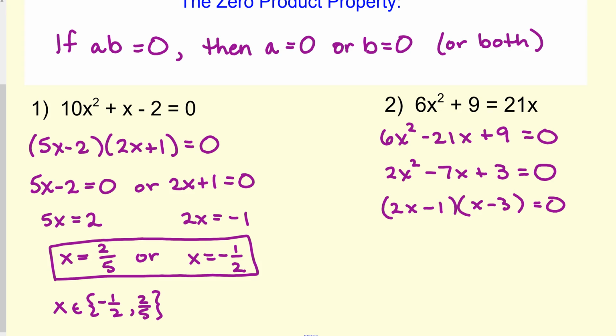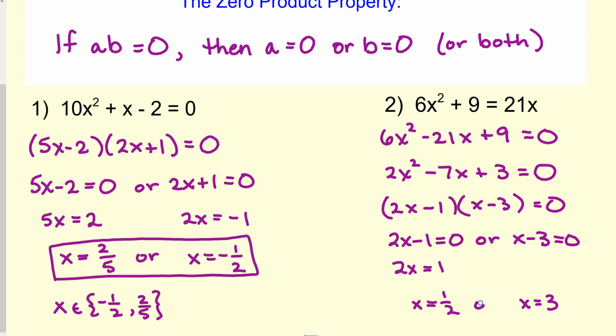Okay, and then from here we set each factor equal to 0. So we have 2x minus 1 equals 0, or x minus 3 equals 0. And let's solve each of these. Add 1 to both sides, divide by 2, we get x equals 1/2. And for the other one, add 3 to both sides, we get x equals 3. So x equals 1/2 or x equals 3.